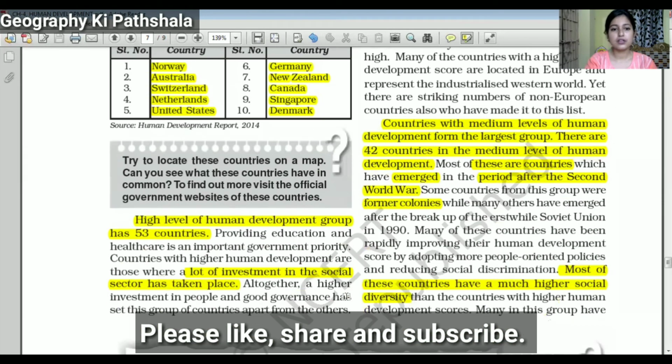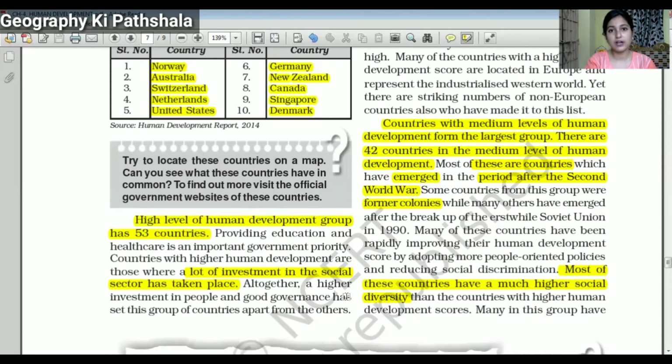And next, what comes is the high level of HDI value, and the number of countries falling under it is 53 countries. And basically in these countries, you can see that the governments have invested much in the social sectors, and that's one of the major factors why human development is much higher in all those countries.